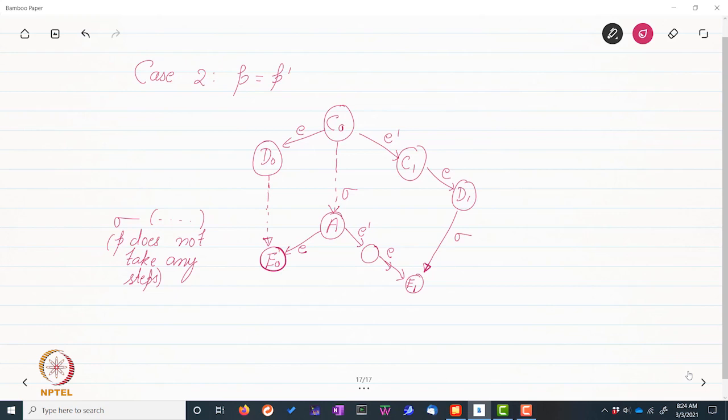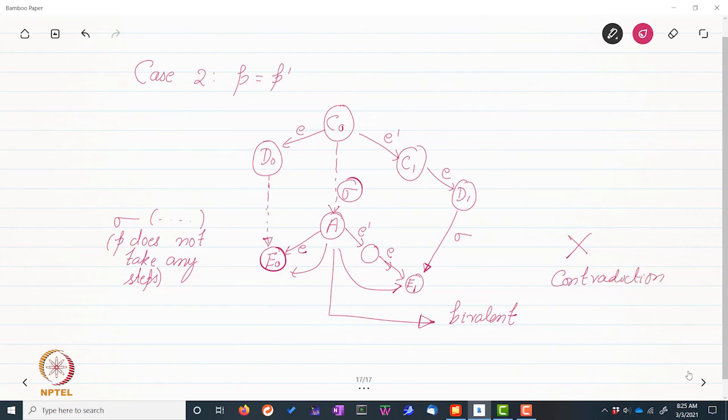So then, if that is the case, we can do this construction. What we see is that from state A, we can reach a zero valence state and we can reach a one valence state. This means that state A is bivalent. But this is not possible, since the run to A is deciding. So since sigma is a deciding run, A cannot be a bivalent state. Consequently, we have a contradiction, because this goes against our assumptions.